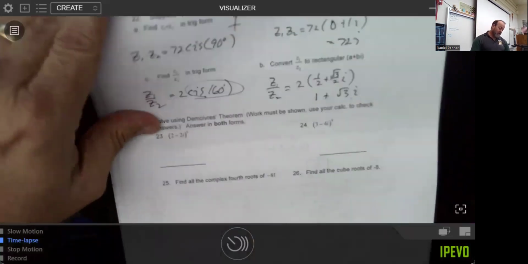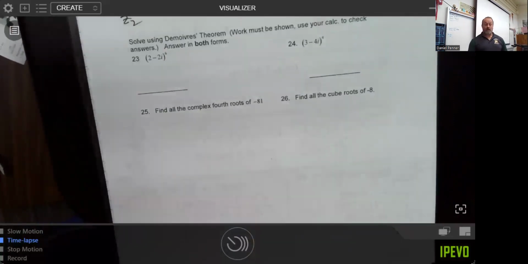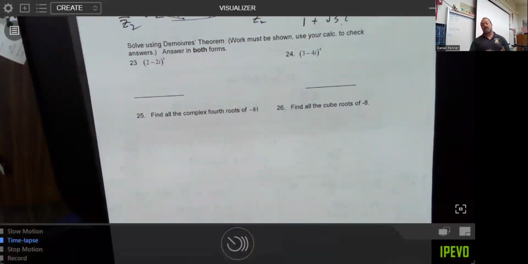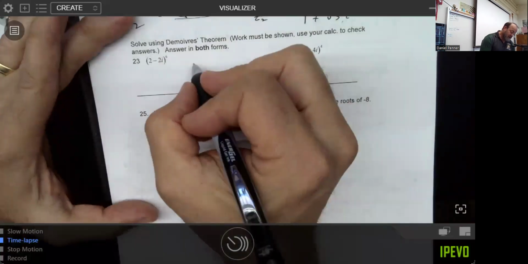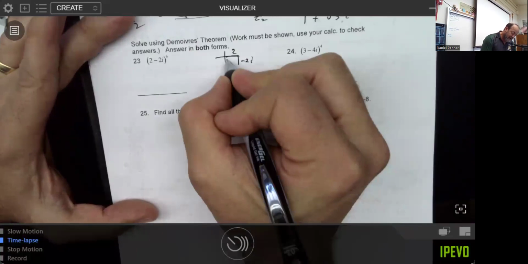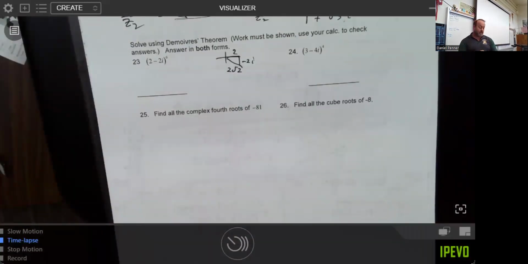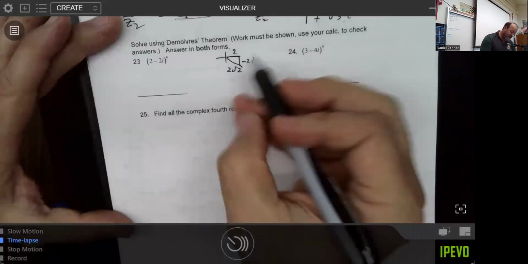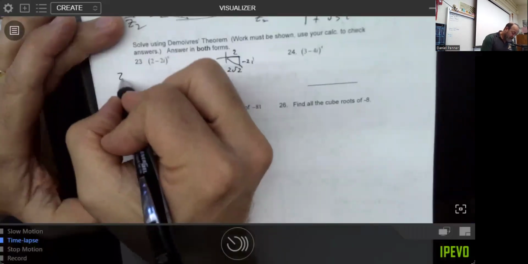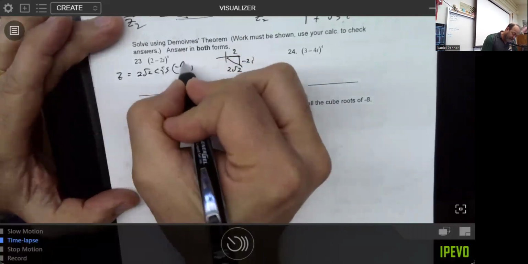And so going a little bit further, when we look at number 23, and we're going to use De Moivre's theorem, I don't want to do 2 minus 2i 6 times and multiply that out. That's just a pain in the butt. I just don't want to go there. So what I'm going to do instead is start by saying, well, 2 minus 2i is going to have a modulus, fancy word for radius, of 2 roots of 2. And that's going to be at the angle negative pi over 4.